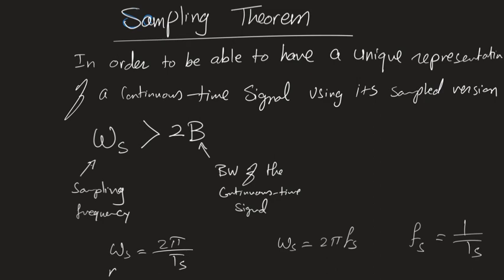So this is in radians, okay, and this is in hertz, okay. And of course, Ts is in seconds, right? No need to mention that. That's just time, so time units, okay. That's the sampling theorem, okay.